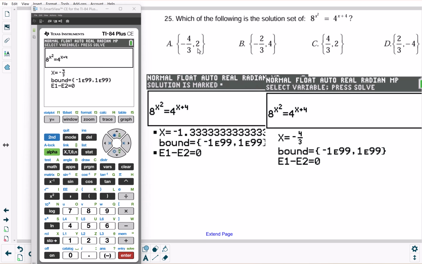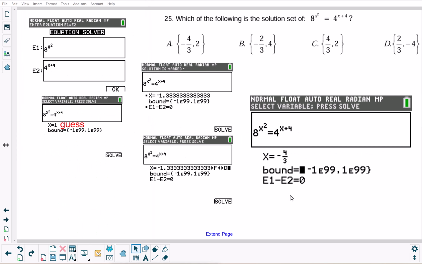-4/3 and +2. But if you really need to know, you can go back to here and clear that and type in, let's say the number 3 is my guess. Graph to solve, and there's the 2 as well. In case I went too quickly, here are all my screenshots to show how we got this solution.